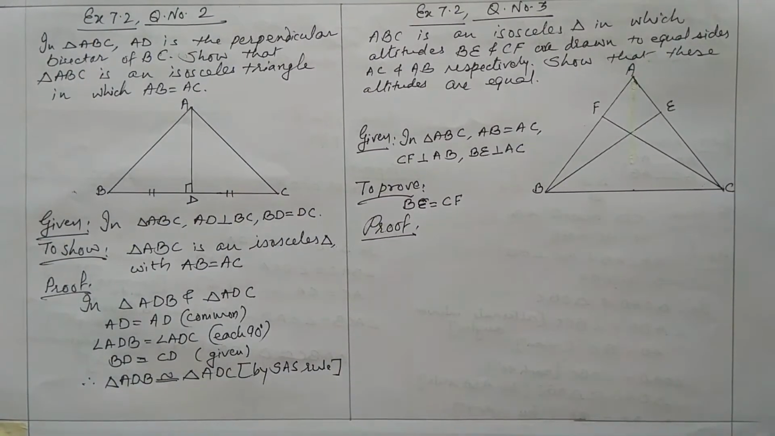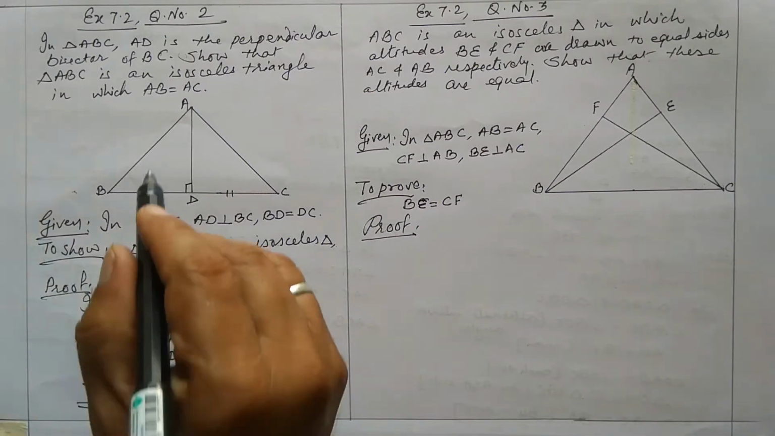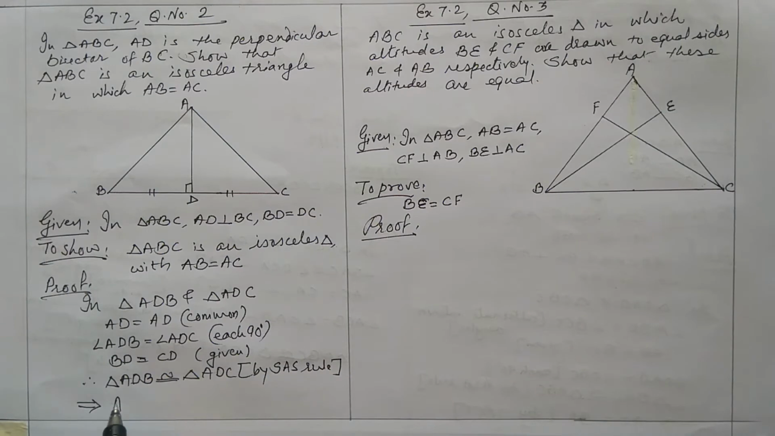Once you proved these two triangles congruent, remaining parts are automatically congruent. Therefore, AB is equal to AC by CPCT. So this implies ABC is an isosceles triangle, triangle ABC is an isosceles triangle with side AB equal to AC.